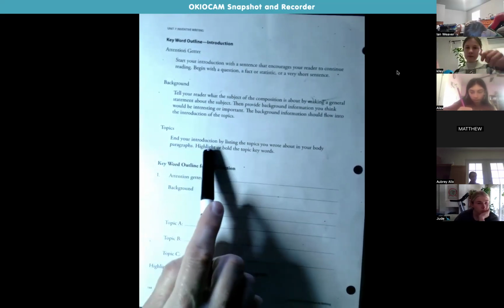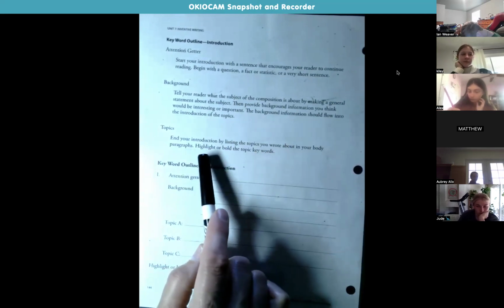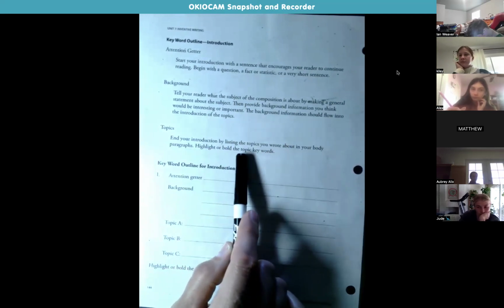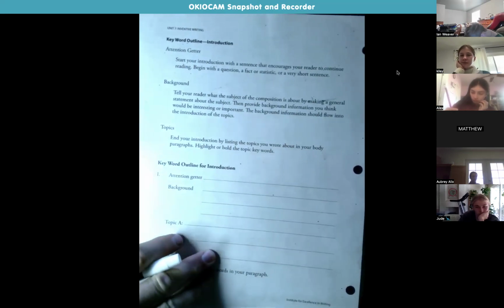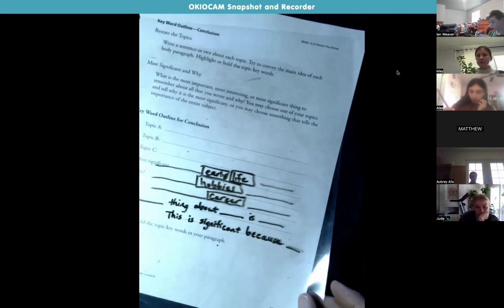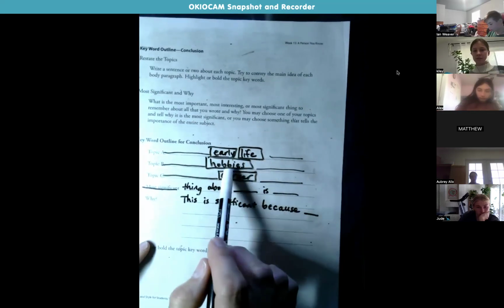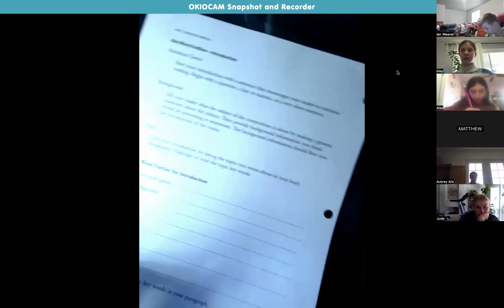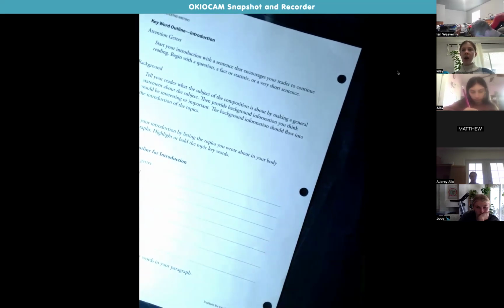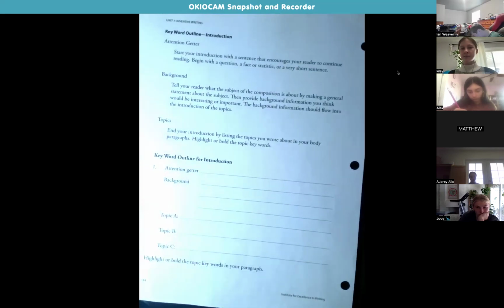It says, end your introduction by listing the topics you wrote about in your body paragraphs. And again, highlight or bold the topic keywords, just like we showed on this side. I took my page off here, but on this one, you're going to do the same thing: highlight or bold these three topics in your introduction too. And then you go into your three paragraphs, which you already did.